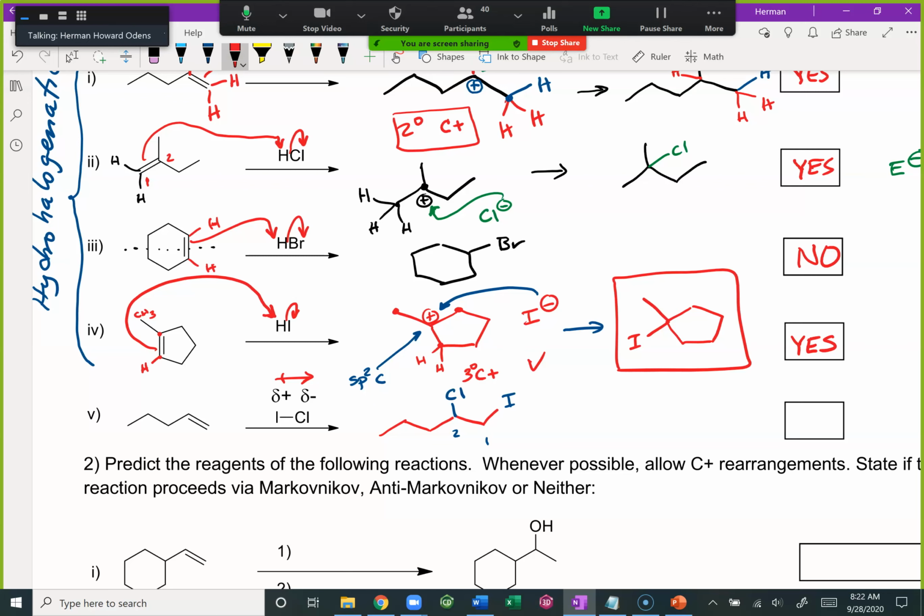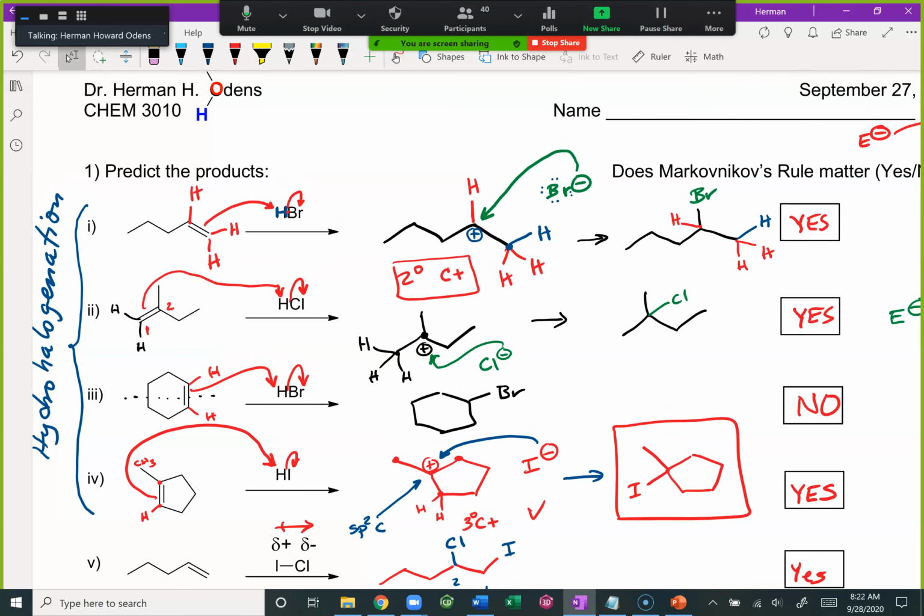So the question I have here, does Markovnikov's rule matter? Yes or no? Yes, because we're looking for stability of the carbocation. The carbocation will determine which species forms more preferably.